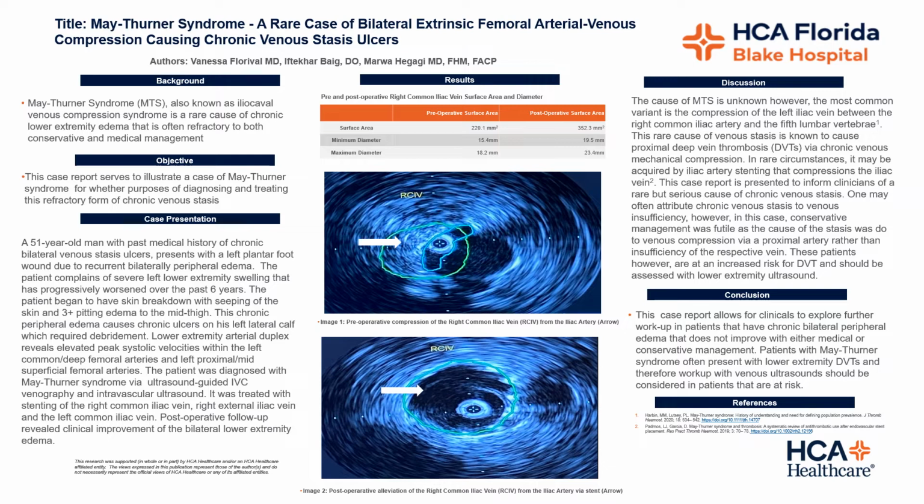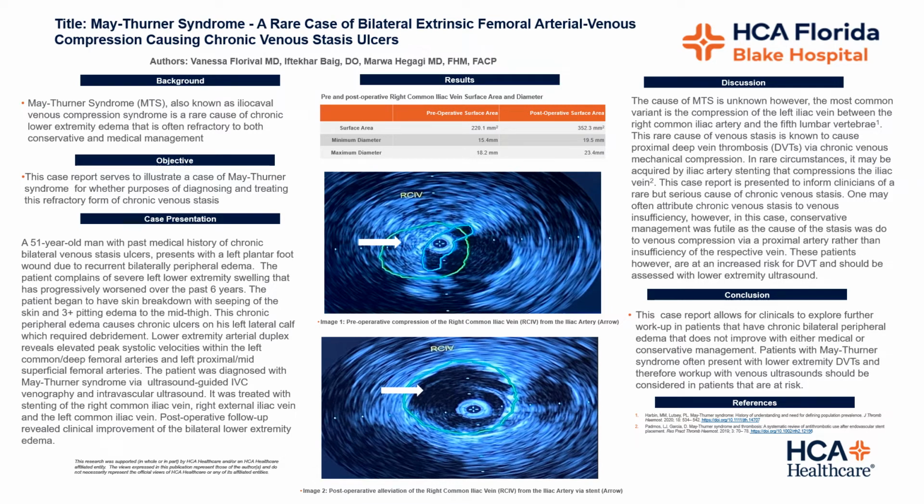This case report is presented to inform clinicians of a rare but serious cause of chronic venous stasis. One may attribute chronic venous stasis to venous insufficiency. However, in this case, conservative management was futile, as the cause of the stasis was due to venous compression via proximal artery rather than insufficiency of the respective vein. These patients, however, are at an increased risk for DVTs and should be assessed with lower extremity ultrasound.